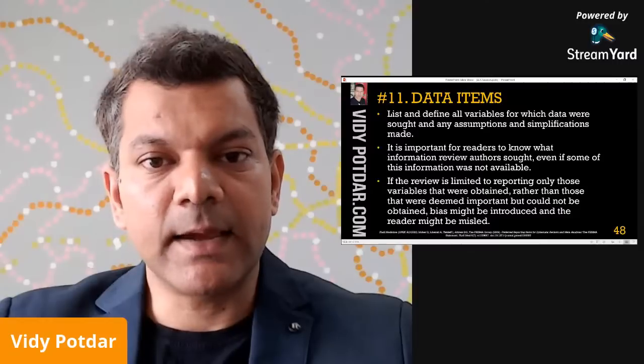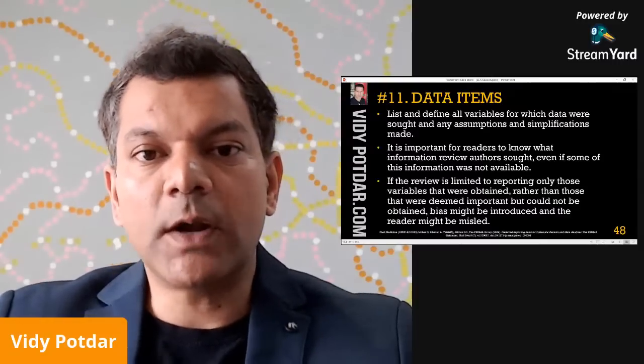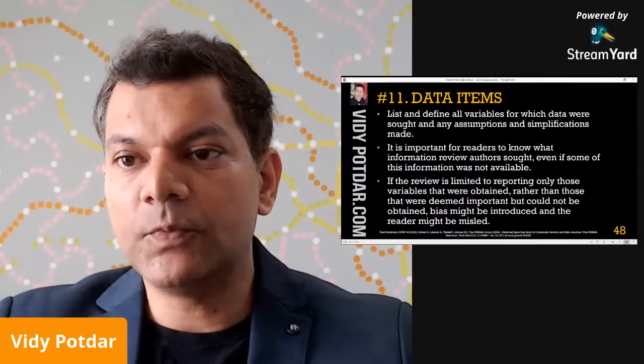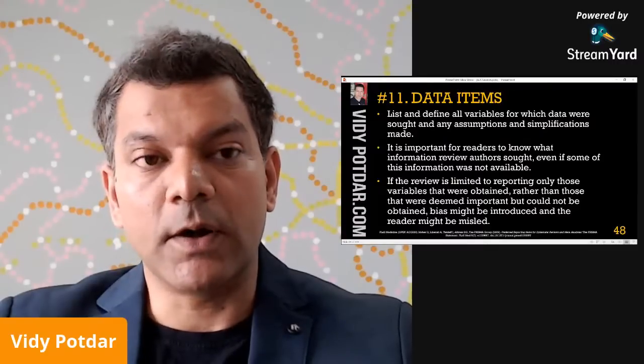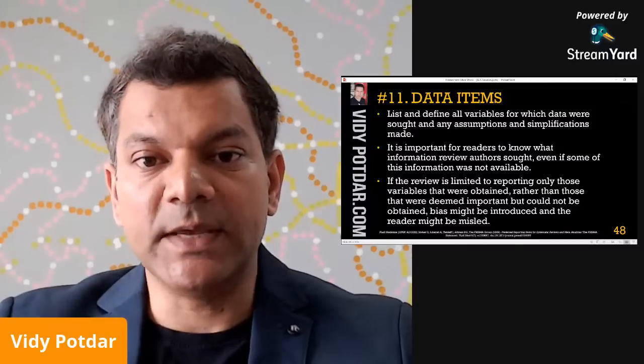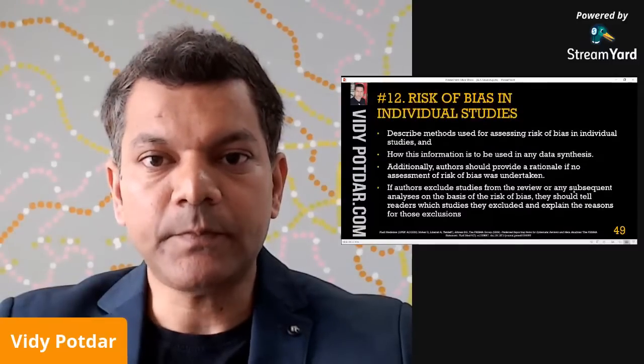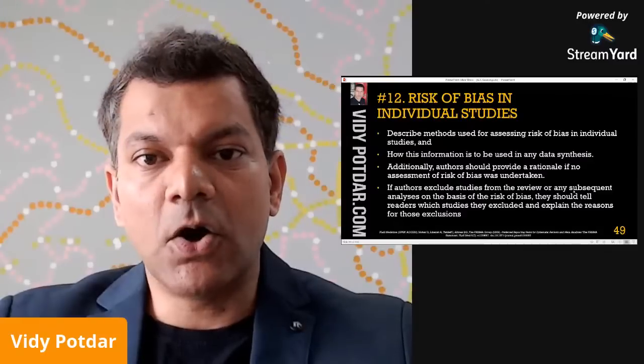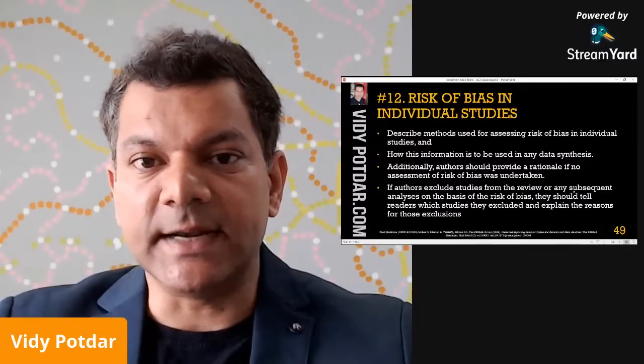Data items, like I mentioned just now, are what information you are going to extract from each paper. Next, risk of bias in individual studies.